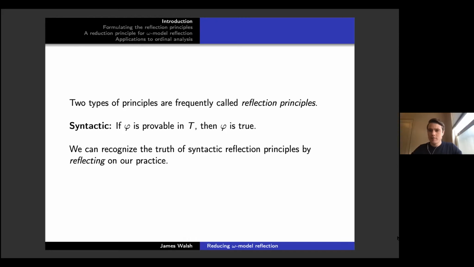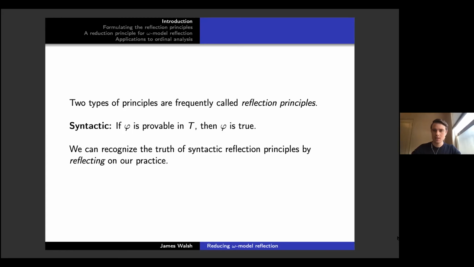Why is it called a reflection principle? I think the idea is that for a suitably chosen theory T, we can recognize the truth of the syntactic reflection principle by reflecting on our practice. For example, if T is PA, we think, why did we choose the axioms? We chose them because we thought they were true. The rules of inference were supposed to be truth preserving. And so this syntactic reflection principle looks true.